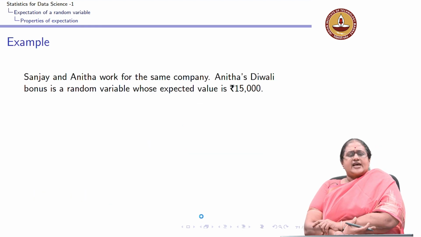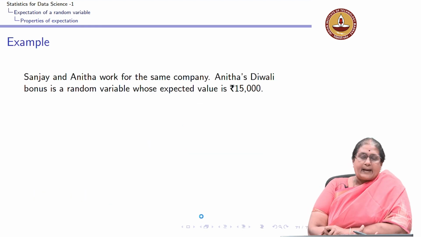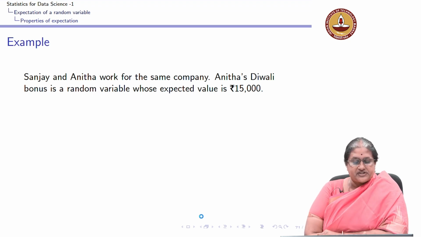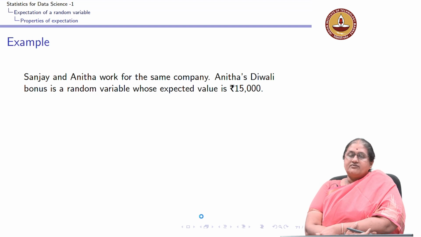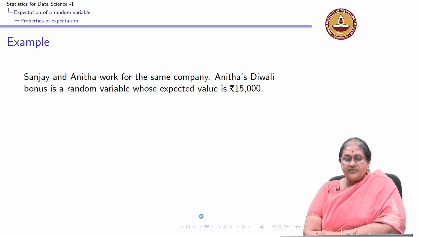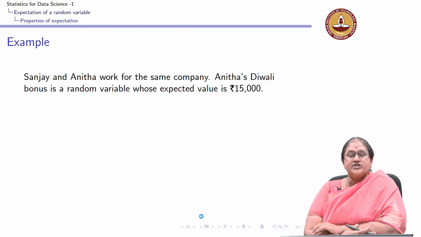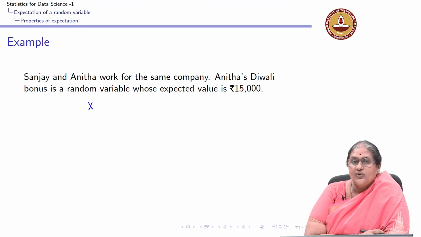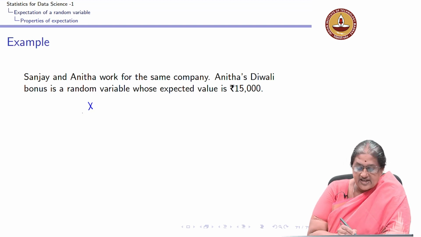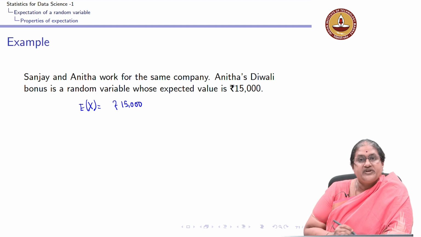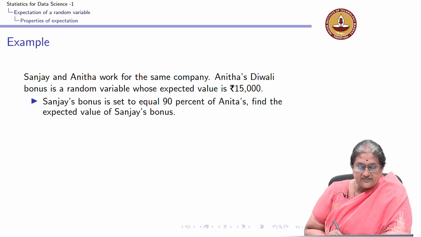The next example, where we go for an application of what we have learned, is the following. So, Sanjay and Anita work for the same company. Anita's Diwali bonus is a random variable whose expected value is 15,000. So, let X be the random variable which represents Anita's bonus. What is given to me is expectation of X is 15,000 rupees. So, that is what is given to us.